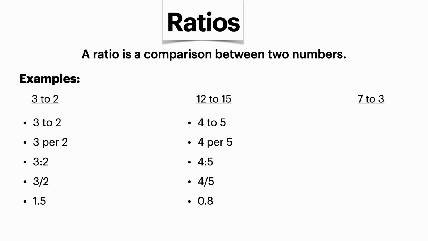In this example, 7 to 3, we see that the numerator is larger than the denominator, but they can't be reduced in this example. Those are both prime numbers. So you can rewrite it as 7 to 3, 7 per 3, 7 divided by 3, or you could say 7/3, and you could also convert that to a decimal, 2.3 repeating.